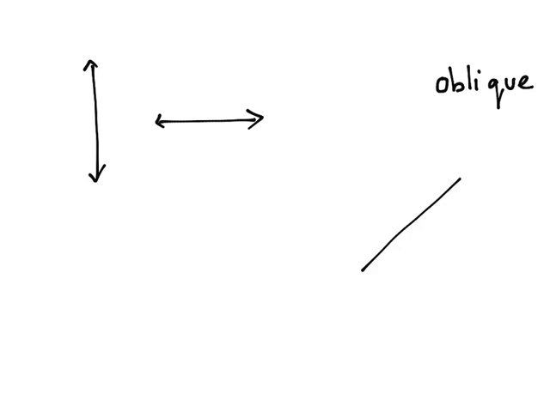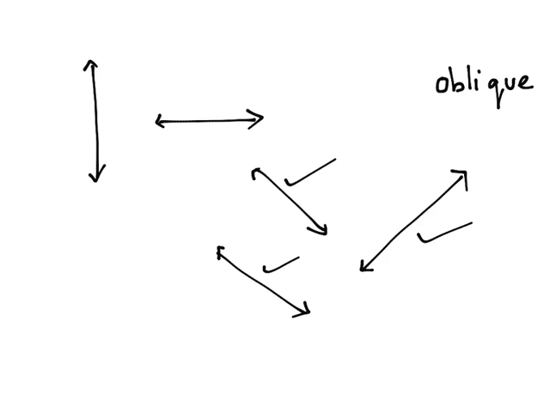Now a line can be either vertical like this, extending on both sides, or a line can be horizontal like this, or it can be oblique. Now what do you mean by an oblique line? A line which is neither horizontal nor vertical, like lines like these. This line is an oblique line. All these three lines that you're seeing here are oblique lines.